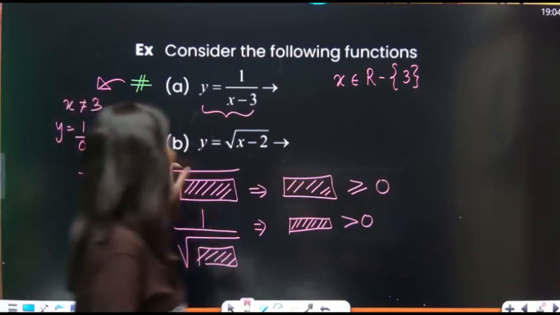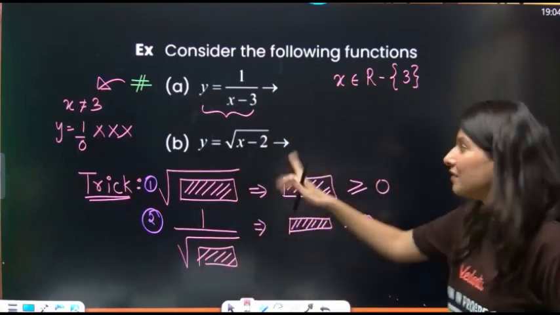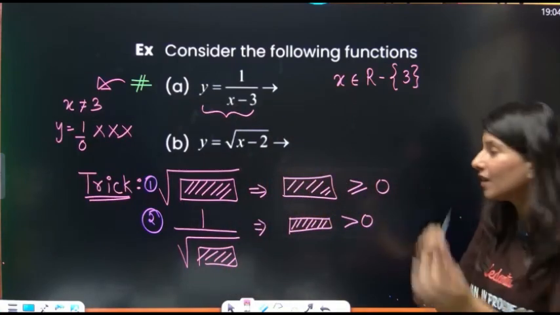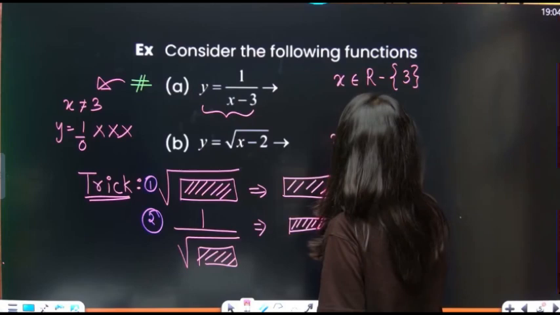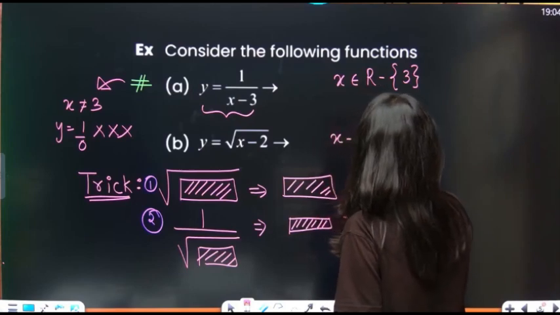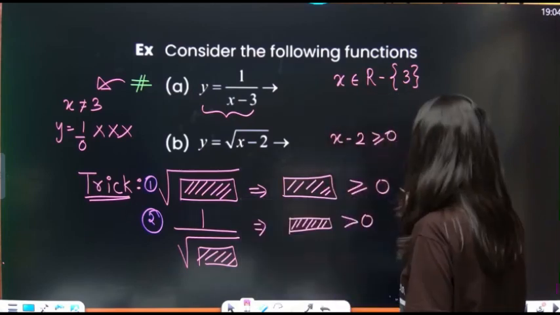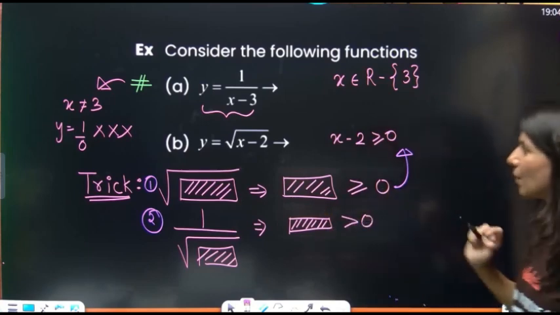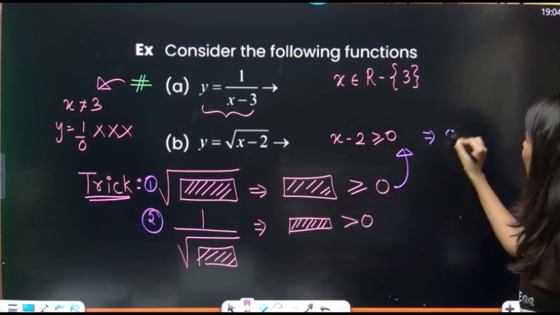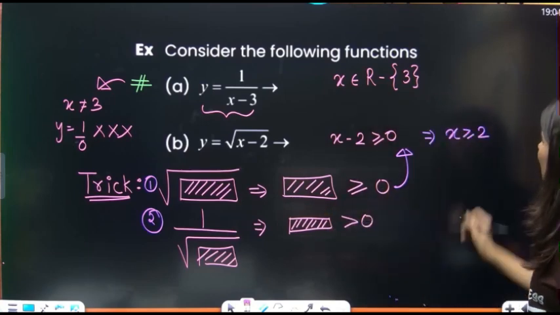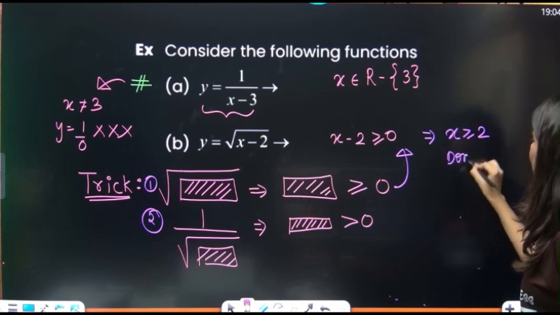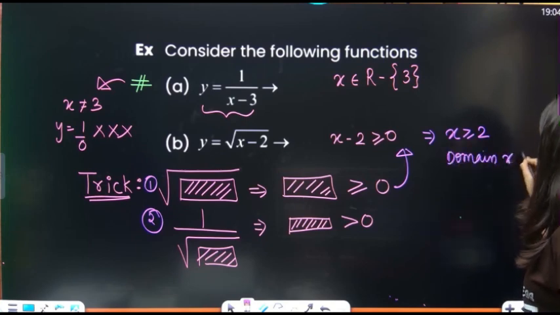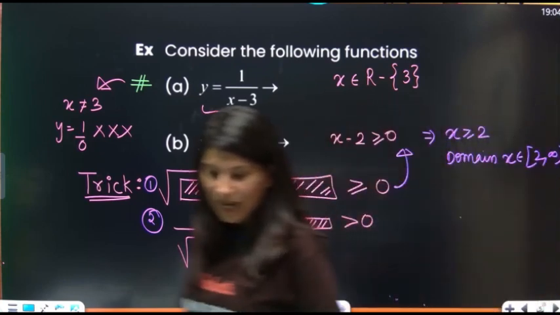So now coming back to option number B, I told you whenever square root is in a numerator, don't think much, just x minus 2 should be greater than or equals to 0. Just apply this trick number 1. So this will give you x greater than or equals to 2. So your domain will be what? x belongs to 2 to infinity. Understanding it?